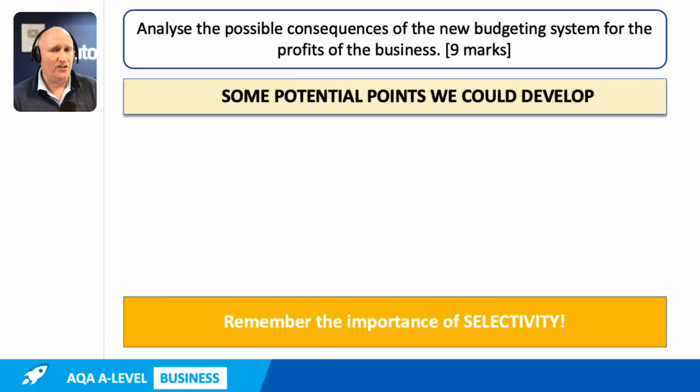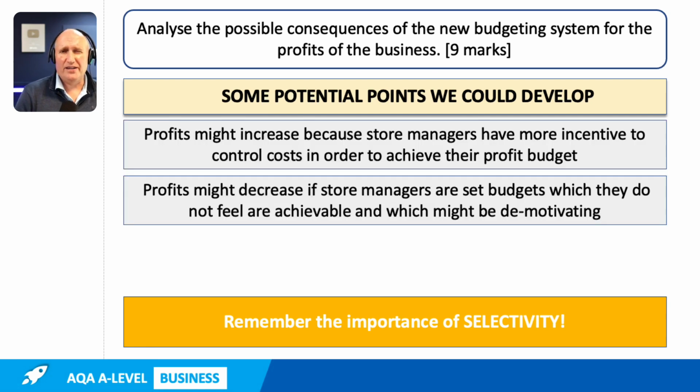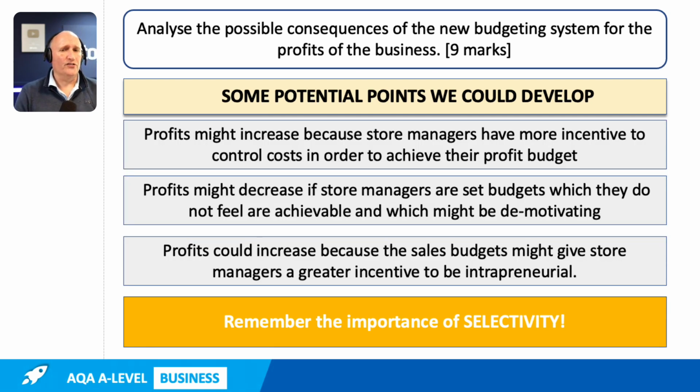And the first thing to do, of course, is to decide what points you're going to raise. We know we need two consequences, and of course those consequences could either be both positive for the profits of the business, or they could both be negative, or you could have one of each. So for example, profits might increase because store managers have got more incentive to control costs in order to achieve their profit budget. That might be one reason, one possible consequence. Another consequence is that profits might decrease if store managers are set budgets which they don't feel are achievable, perhaps which they feel are demotivating.